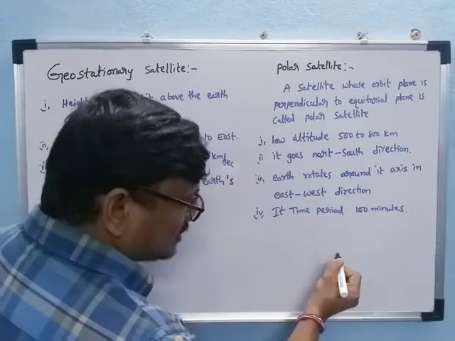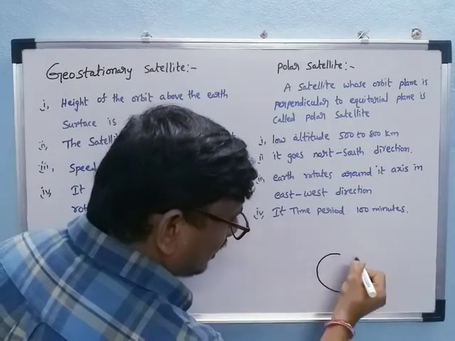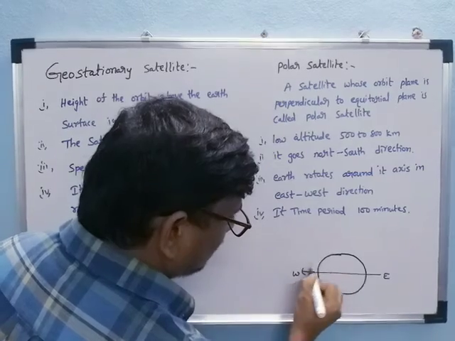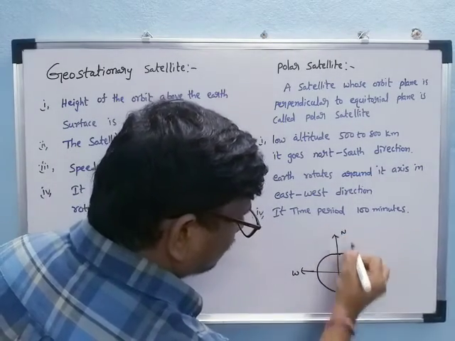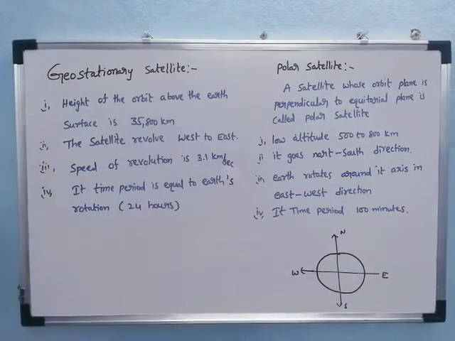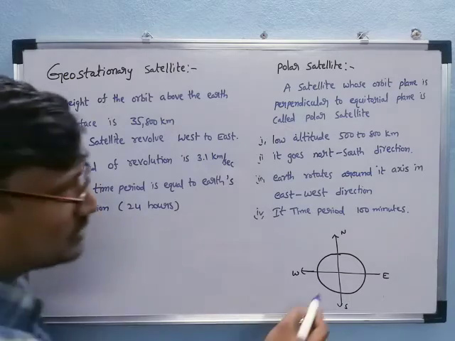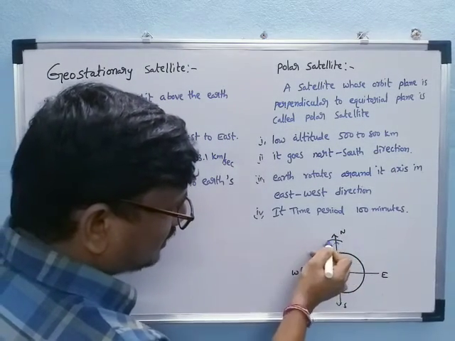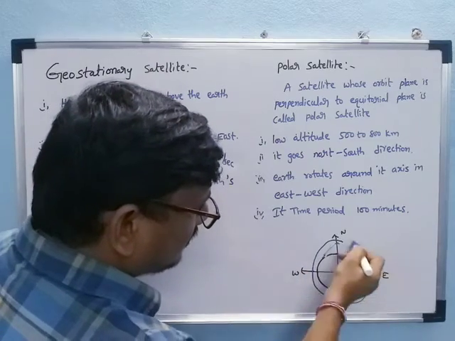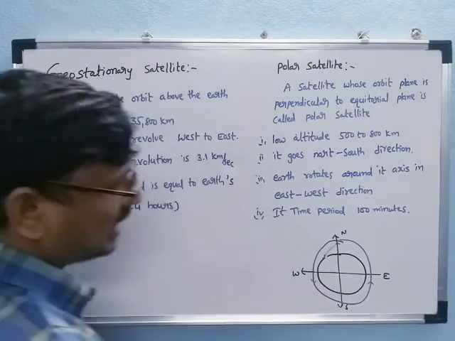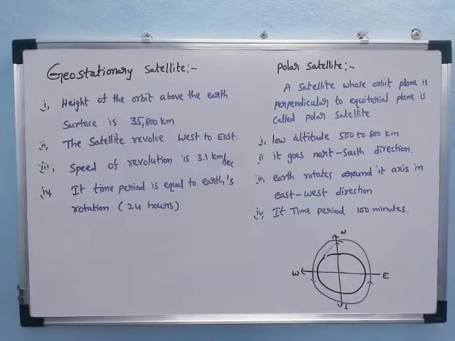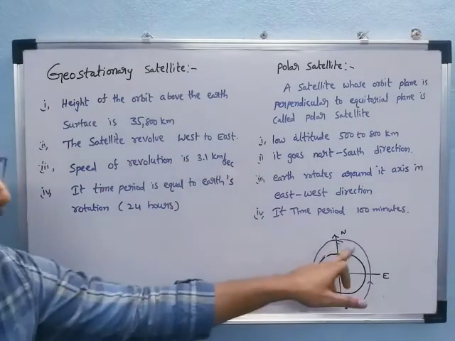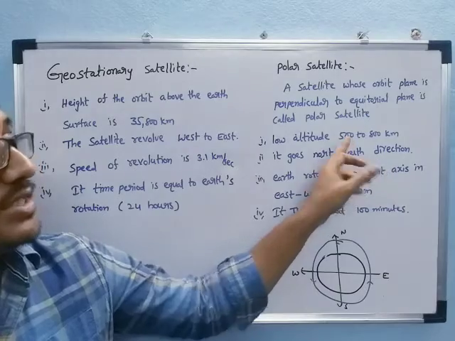For example, this is considered the earth. Now, the earth has east and west, and north and south directions. This polar satellite revolves in the north-south direction. That type of satellite is called a polar satellite, and it has a low altitude. Low means it revolves at a low height. How much is that height?